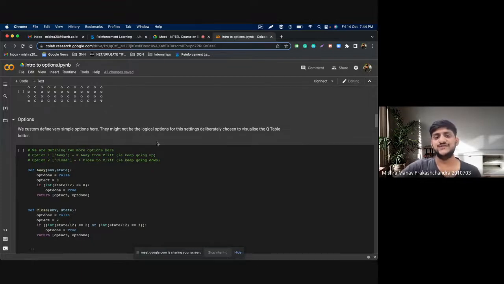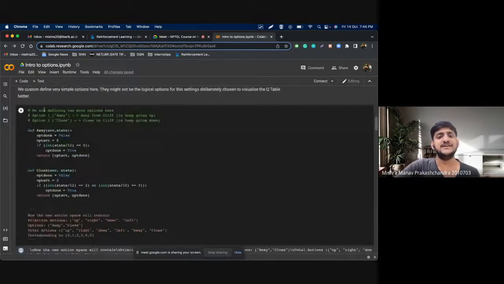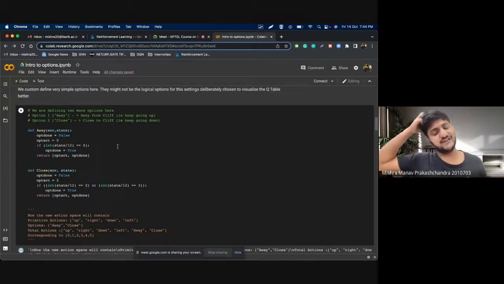Deliberately chosen to visualize the Q table better. Here we are defining two more options. One option is away, which means I'm moving away from the cliff, so you just keep going up. Option 2 is close to cliff, so keep going down. These are the two functions that I have defined here.